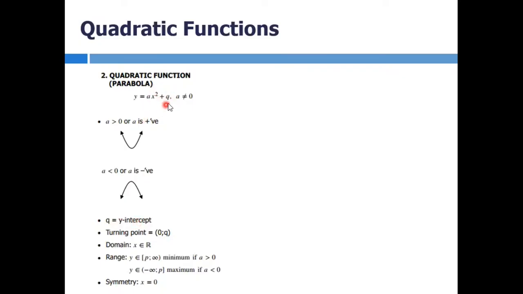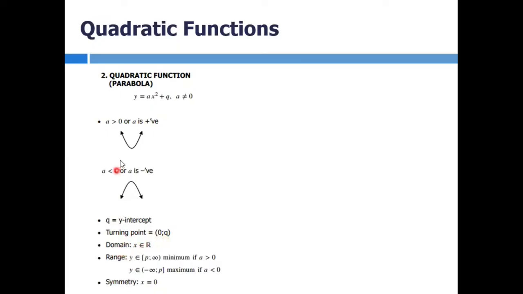So remember, the a and the q would normally have numbers. Your turning point is going to be the same place as that y-intercept. So your x value is 0, and then your q value. That's going to be your turning point.